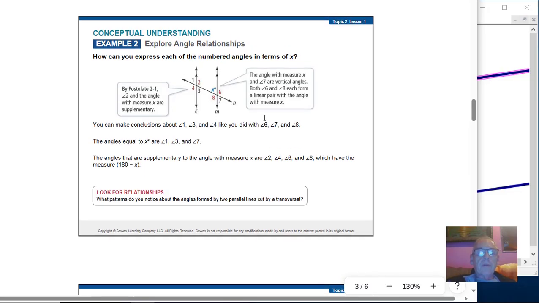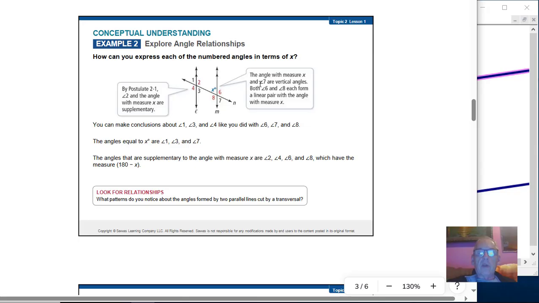So example 2 here, how can we express each of the numbered angles in terms of x? Let's see what we got here. One thing we can see is that angle 2 and angle x, if these are parallel lines cut by this transversal, 2 and the angle labeled x are supplementary angles, as are 3 and 8. So 3 and 8 have to add to 180 degrees, and angle 2 and angle x also have to add to 180 degrees.